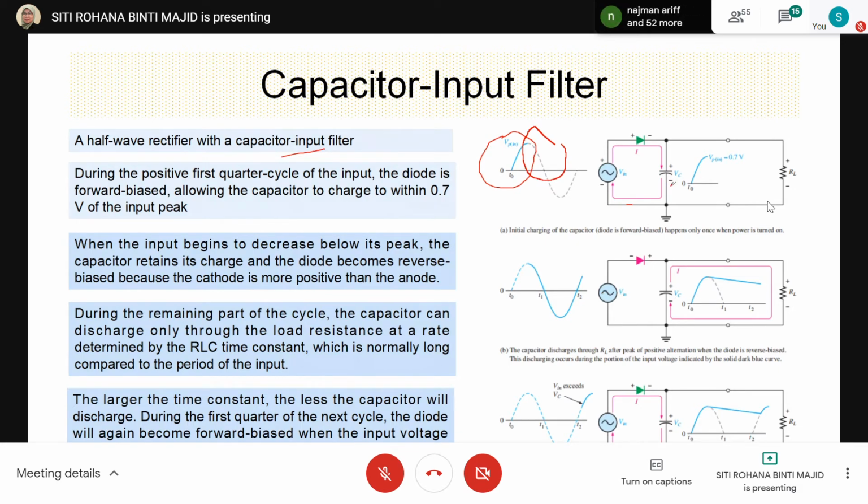But because of the attachment of the capacitor here, once the input reaches the maximum Vp, it will store the energy as potential energy in the capacitor. So while the input signal goes down, the energy stored in VC, the capacitor, will decrease slowly due to the resistor attachment.